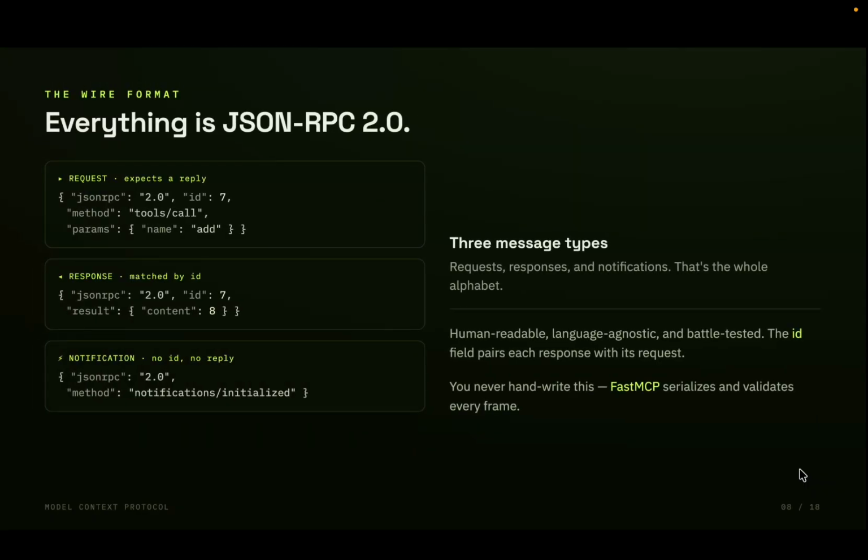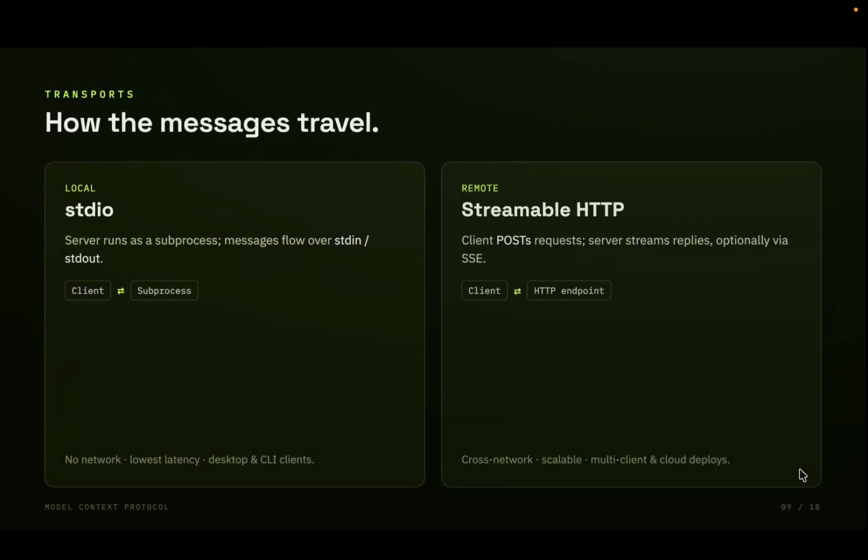Underneath every MCP message is JSON-RPC 2.0, a simple, well-understood spec. There are exactly 3 message shapes. A request has an ID and expects a reply. A response carries either a result or an error. A notification is fire and forget. That's the entire wire format. FastMCP generates and parses all of this for you.